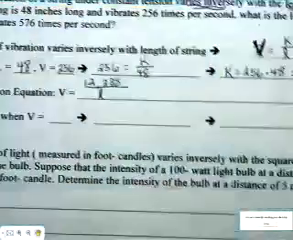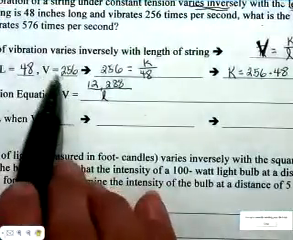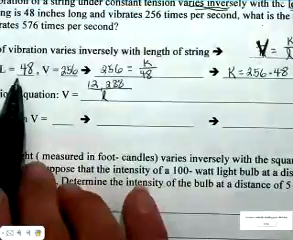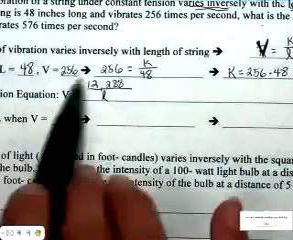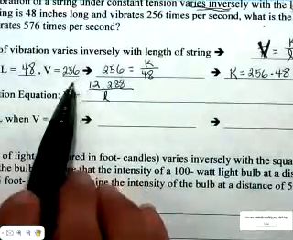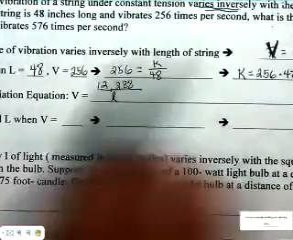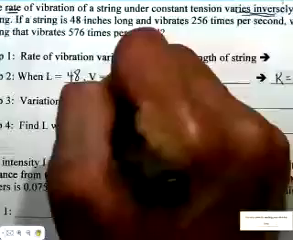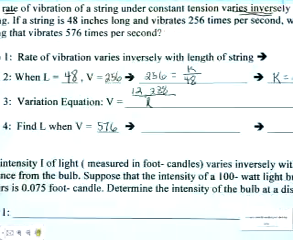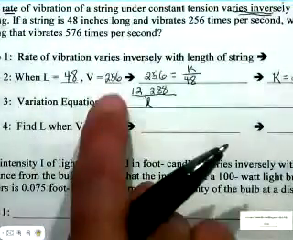Notice that you're through with the 48 and the 256. That was vibrations for some particular length of string so that you could find that constant. Once you have found that constant, you don't need the 48 and the 256 anymore. We're asked to find what's the length of string that vibrates 576 times per second. Well, V equals, find L when V equals 576. Just put 576 in the place of that V and solve for L.